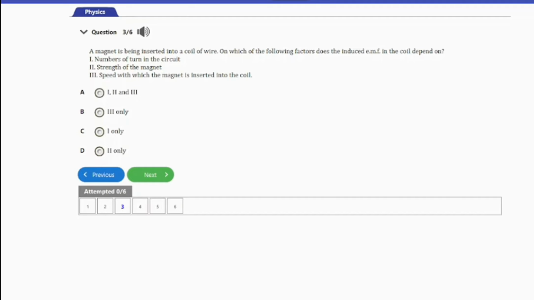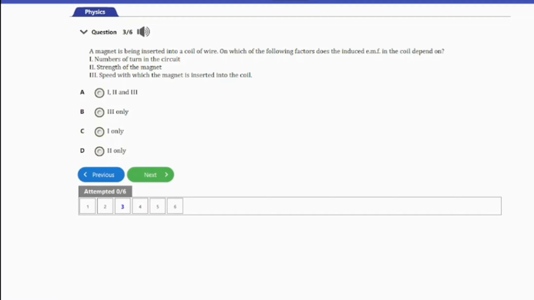It says, a magnet is being inserted into a coil of wire. On which of the following factors does the induced EMF in the coil depend? We have I, number of turns in the circuit, II, strength of the magnet, III, speed with which the magnet is inserted into the coil. So we have option A, I and III, option B, I only, option C, II only, option D, III only. So guys, the answer to this question is option A here, I and III only. So that's it for this question.